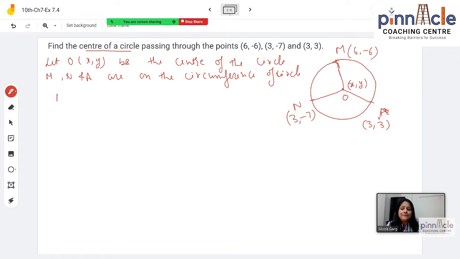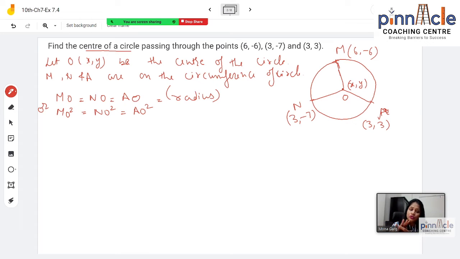Clear? So MO, NO, AO are all equal radius of the circle. And I can also say if 3 things are equal, then their squares will also be equal. So I can write MO square is equal to NO square is equal to AO square. अब मैं क्या करूंगी, मैं ये जो तीनों डिस्टेंसेस हैं, 2 डिस्टेंसेस को यूज करते हुए I will like to frame 2 equations because I have 2 variables x and y. If there is 1 variable, then 1 equation is sufficient to find the answer. If there are 2 variables, then we have to frame 2 equations.